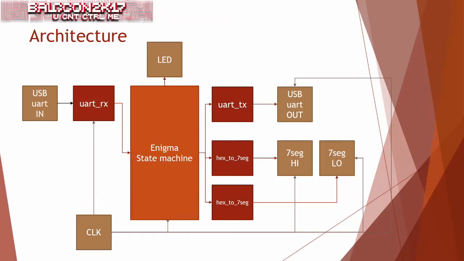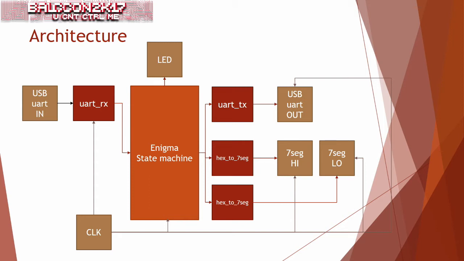So let me point out, we have this UART in. We will use the USB connection, basically USB to serial, and we will get the signal over the terminal, which will go to our UART RX, the receiver. That received information we are going to deploy to the Enigma state machine. That's for now. And we will get the output over the UART transmitter, out over the USB back to the terminal.